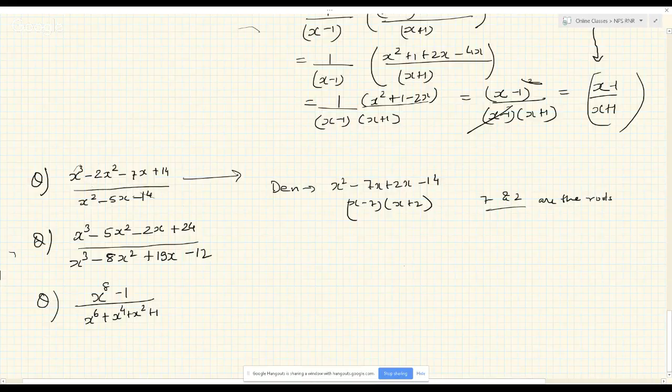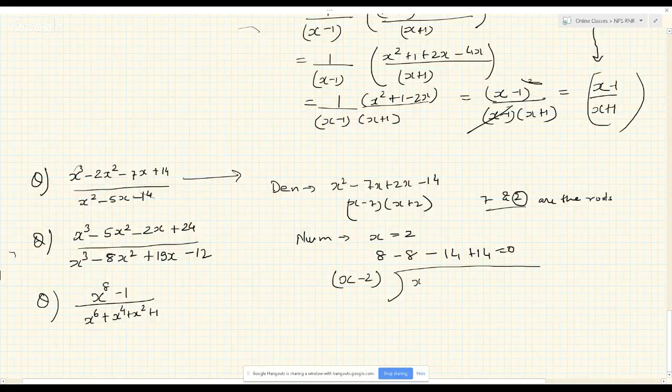So if you put x equals 2, the numerator becomes 8 minus 7 into 2, which is 14, plus 14, which is 0. That means 2 is the root of the numerator as well. That means x minus 2 must be a factor of the numerator. So you can find out the other factor by dividing. Let's find out the other factor by dividing.